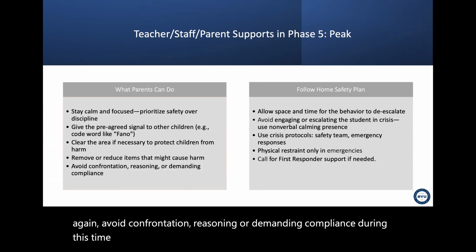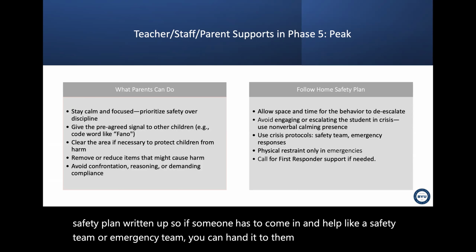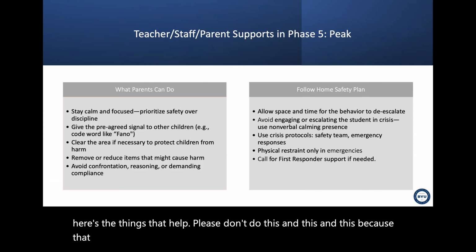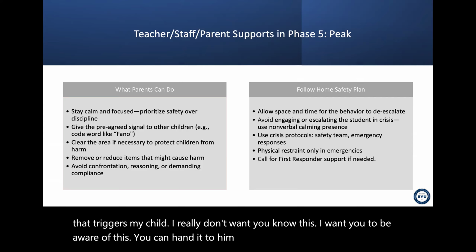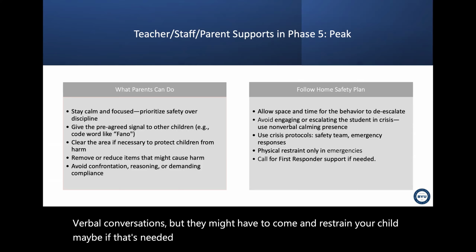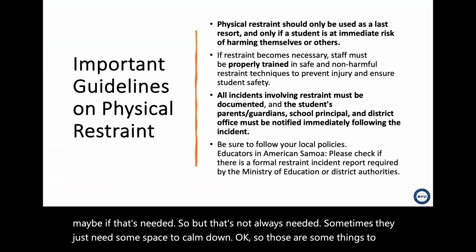Follow a home safety plan. It's really nice if you have a home safety plan written up. So if someone has to come in and help, like a safety team or emergency team, you can hand it to them and say, here's my child, here are the things that help. Please don't do this and this and this because that triggers my child. I want you to be aware of this. You can hand it to them and not have those verbal conversations, but they might have to come and restrain your child, maybe, if that's needed. But that's not always needed. Sometimes they just need some space to calm down. Okay. So those are some things to really think about.